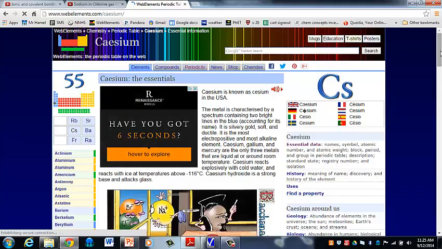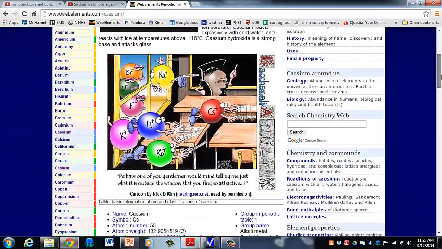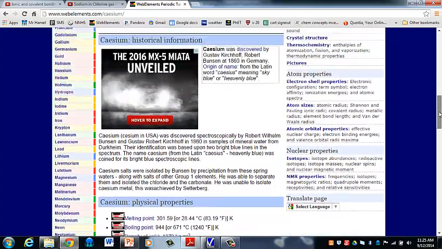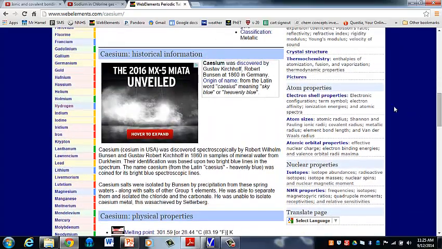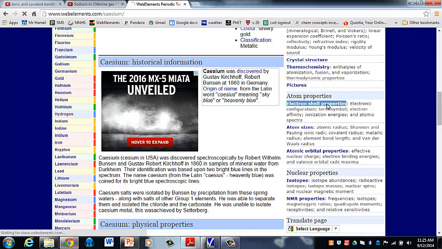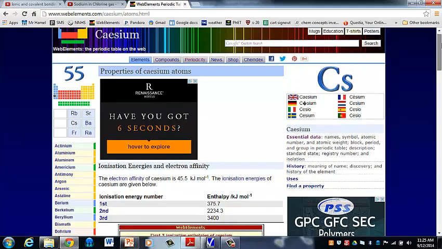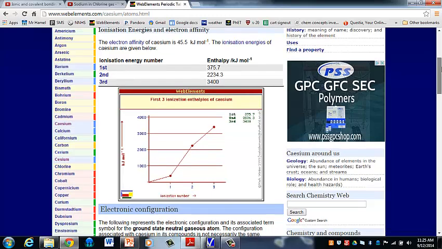All right, cesium. There is some chatter in the room about the spelling of cesium. This is a British website. They're using the British spelling.